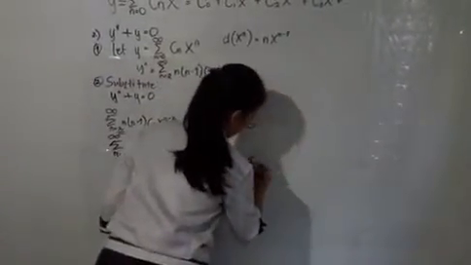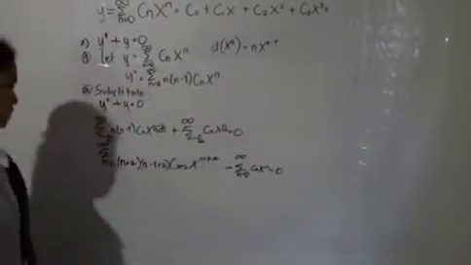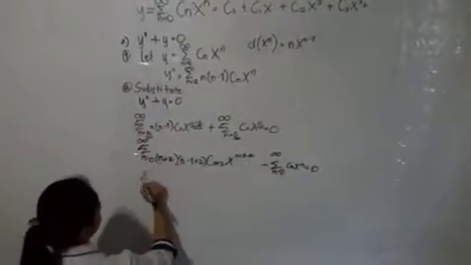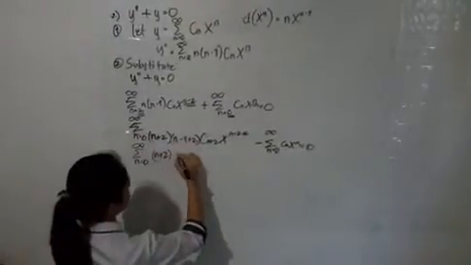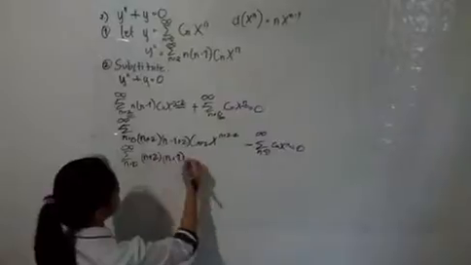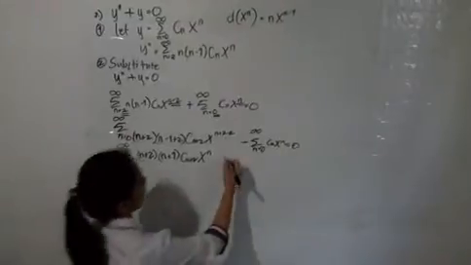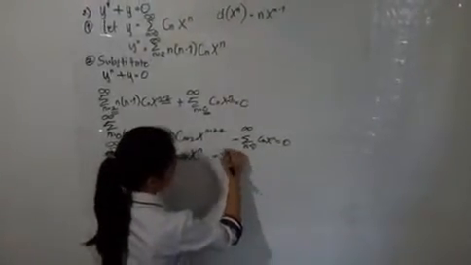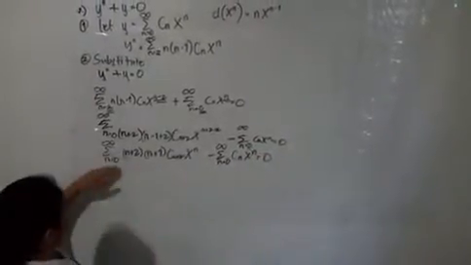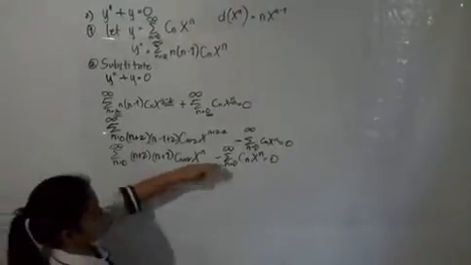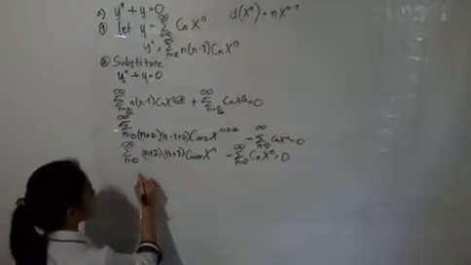Now summation of n is equal to 0, cn x raised to n is equal to 0. We simplify, we have summation of n is equal to 0, n plus 2, n plus 1, c sub n plus 2, and x raised to n. Now summation of n is equal to 0 to infinity cn x raised to n. Now this one and this one is similar. This one and this one is similar. We will factor out so that we get our recurrence relation.